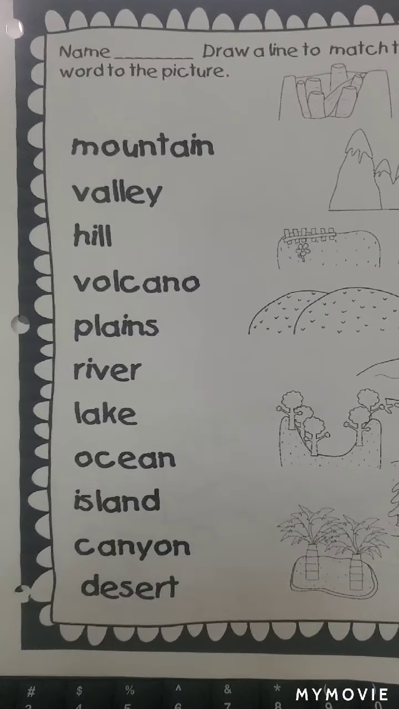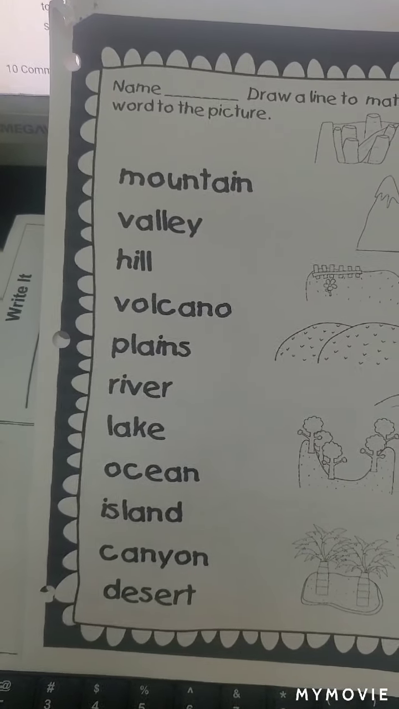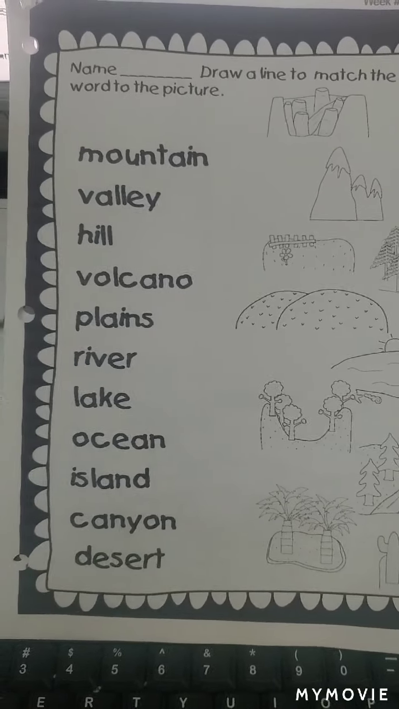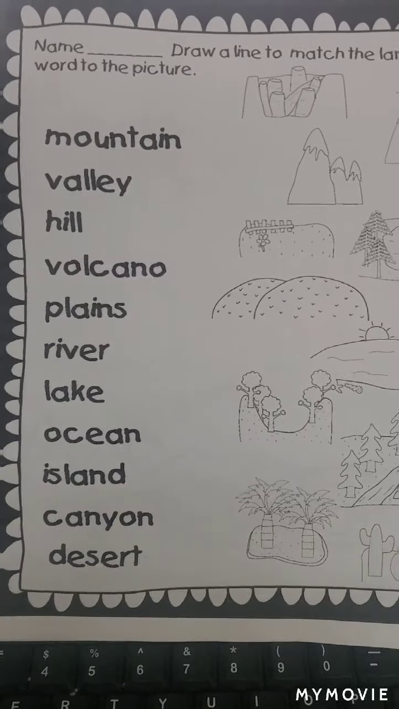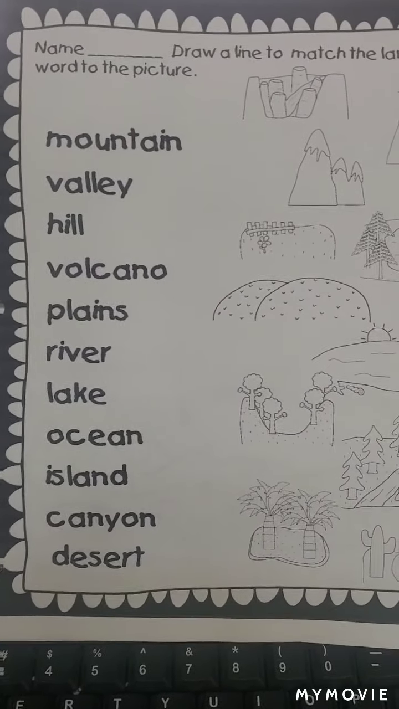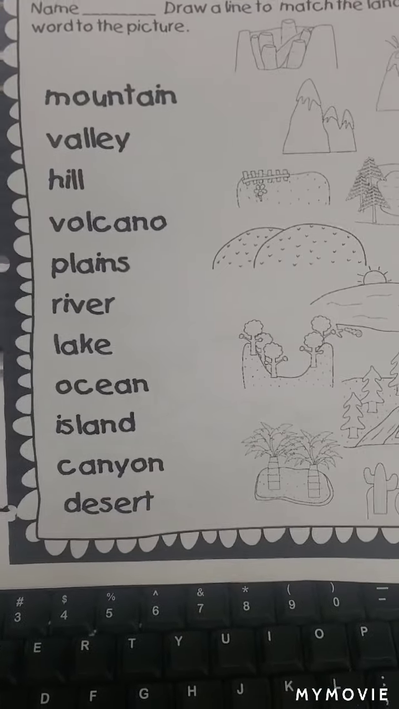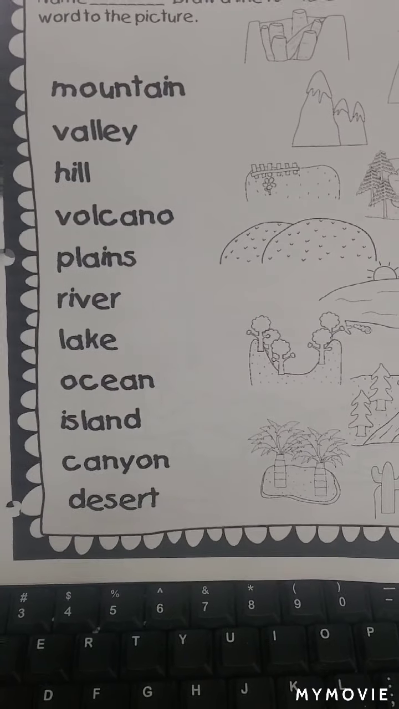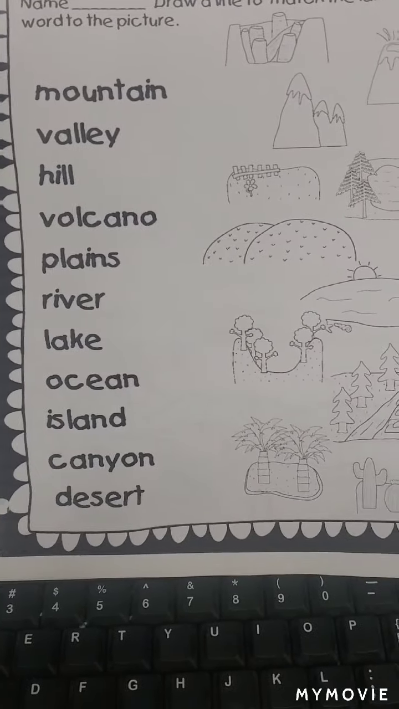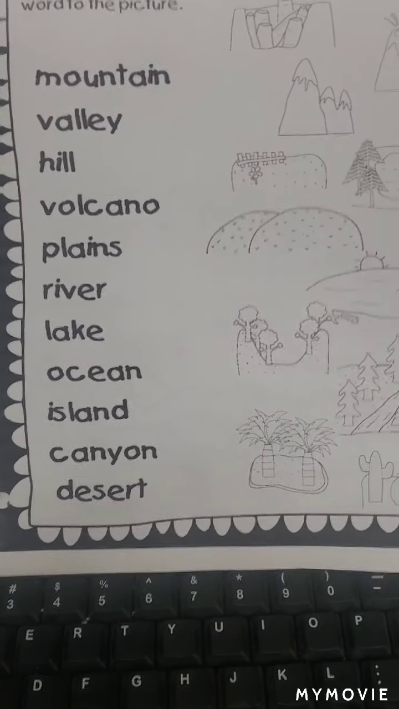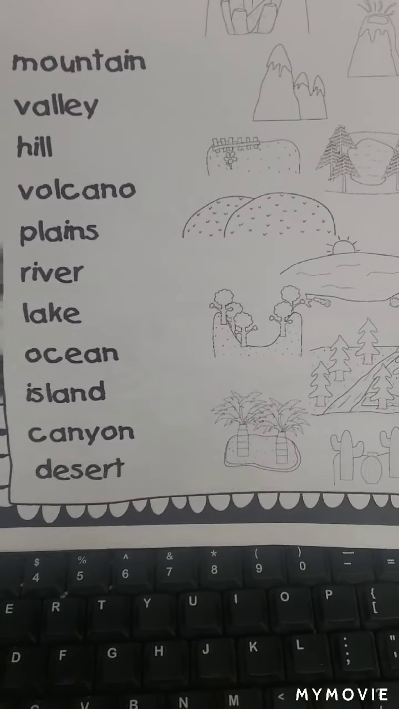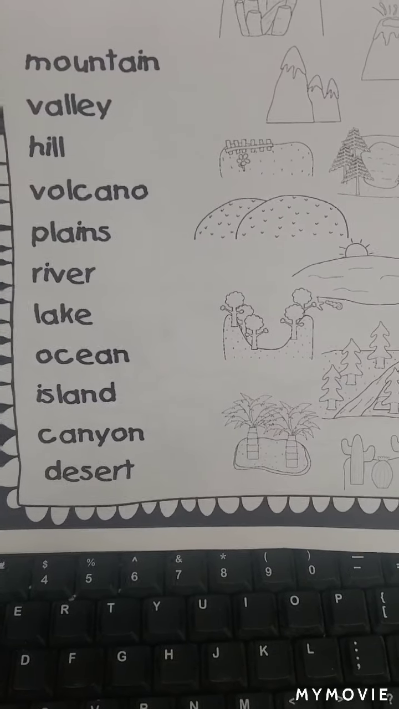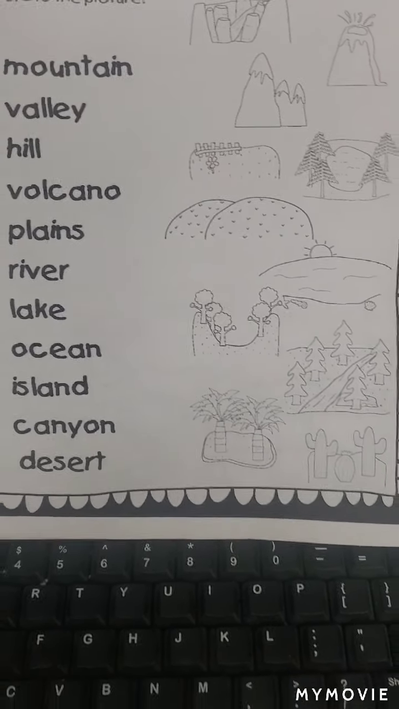And then a valley. Did we go over valleys? Yes, we did. Remember, a valley is a low area of land between two hills or a mountain. Then we have a hill. A hill is like a mountain, but it's a lot smaller. So there are a lot smaller mounds of landform. They're not real tall. Then you have your volcano, which you did that one. And then you have plains, which we didn't do that one.